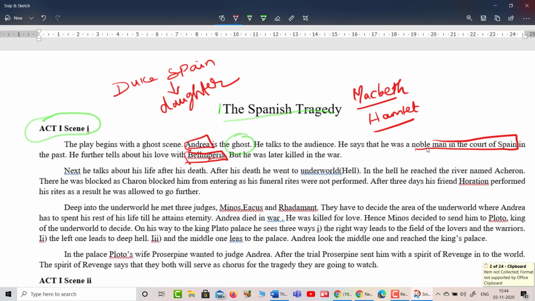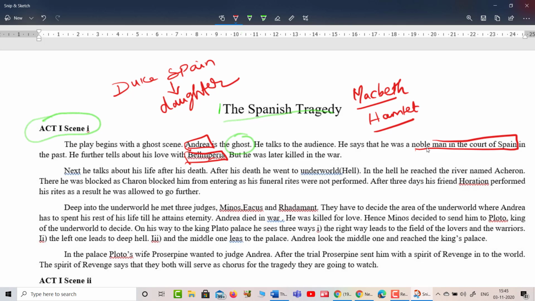So we have seen Bel-imperia is the daughter of the Duke of Spain, and in the court of Spain, Andrea was just a nobleman, a warrior, a knight, and he was killed in the war. And there is yet another reason for the murder of Andrea, and it is his love for Bel-imperia. But he was later killed in the war. Okay. Now, this happened before the play opens.